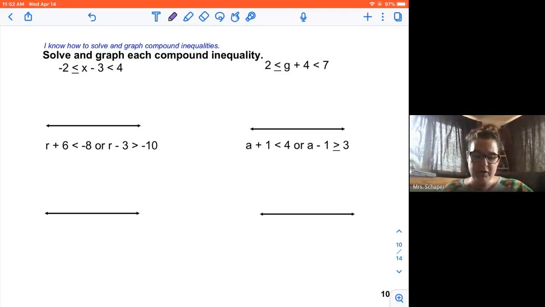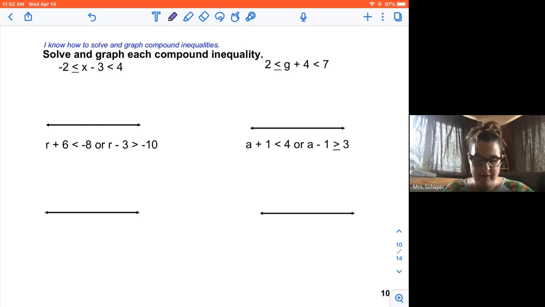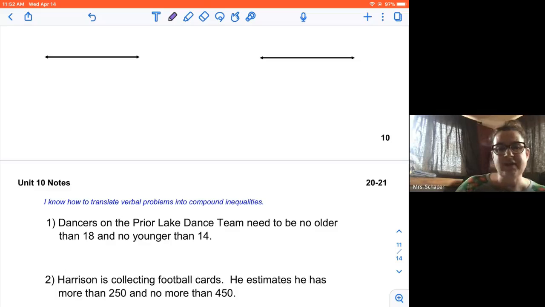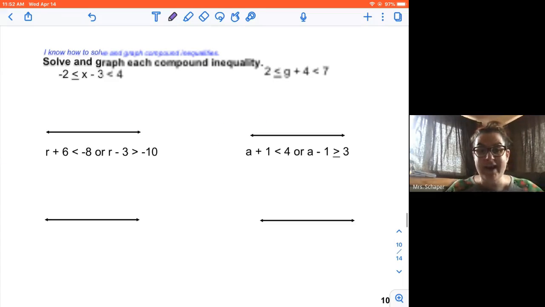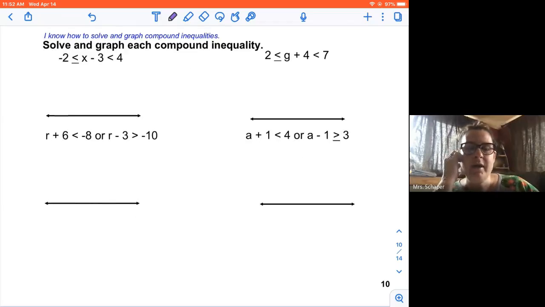Alright, mathematicians, we're going to do some more work with graphing and solving compound inequalities. Again, teachers really like these because you're kind of doing two problems in one. So yeah, we kind of like it. Let's do it. So this first one is an and statement.